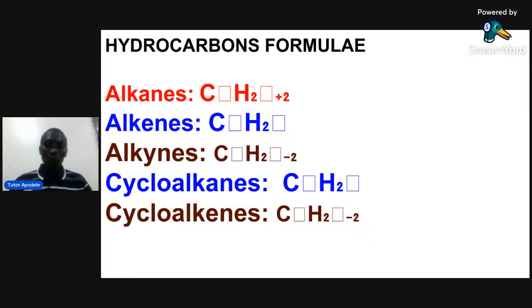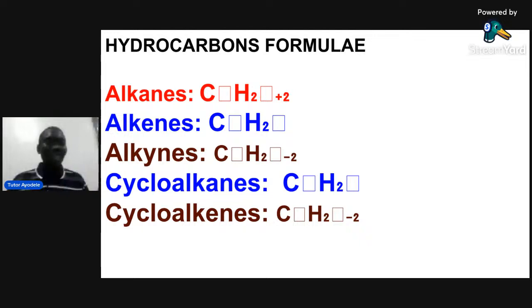So the formula for alkynes is CnH2n minus 2. You can see that it's very simple. Let me repeat that again. The only thing I say you should know is the formula for alkanes. What follows alkane is alkenes. So to get the formula for alkenes, just subtract 2 from the formula of alkanes. And to get the formula for alkynes, just subtract 4 from alkanes. What about cycloalkanes?